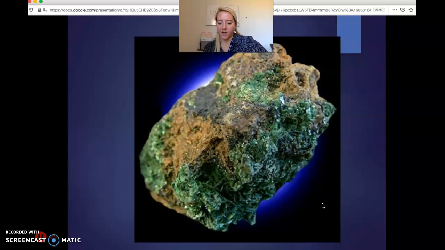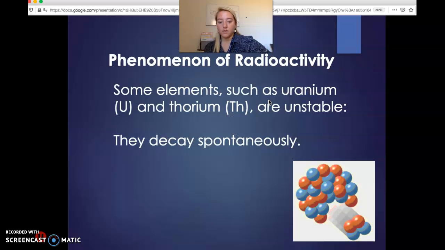Here's an example of what you might see on a radioactive rock. The green part is the radioactive part, I do believe, and then as it breaks down, it could become a different color, or it could just look the same and be a different element altogether. Phenomena of radioactivity: some elements such as uranium and thorium are unstable, meaning that they decay spontaneously. So this would be like just for no reason at all.